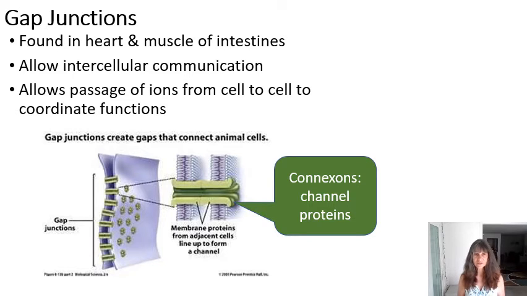In gap junctions, we see special proteins, membrane proteins, that are called connexons. These connexons connect to form a channel that allows ions to pass. Remember, ions have a charge. So if ions are flowing from one cell to the other, that can create a flow of electricity.